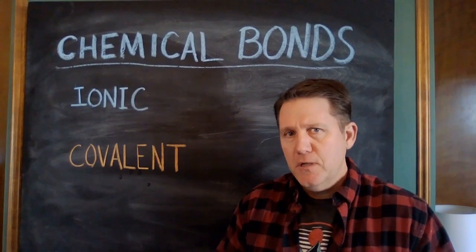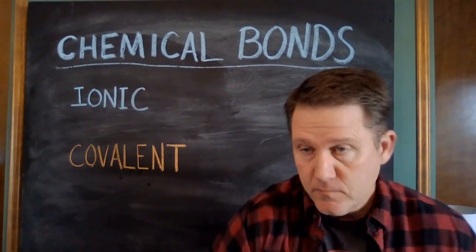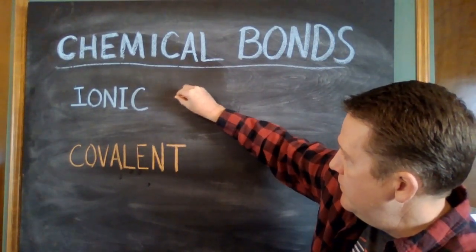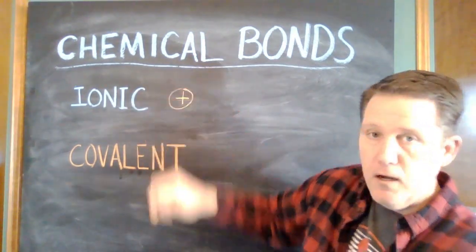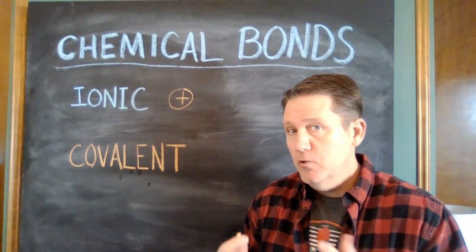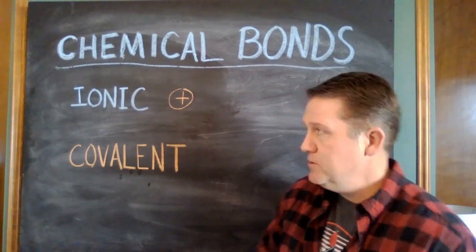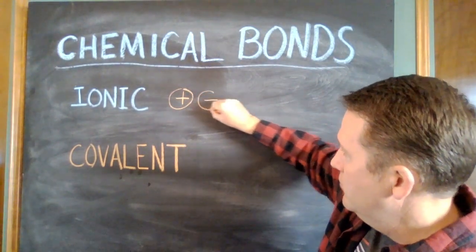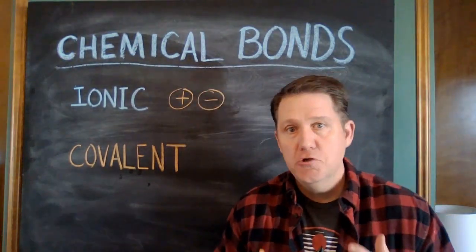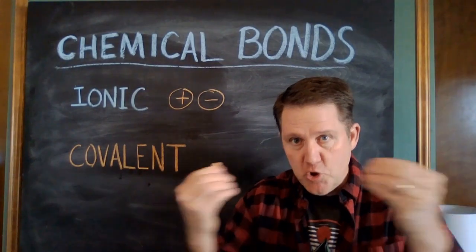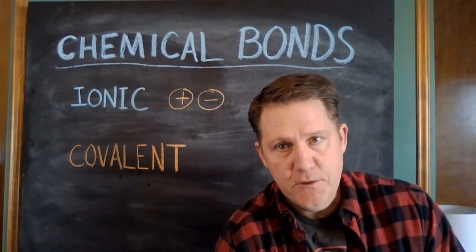So these ionic compounds, as we know, are held together when you have a positive ion, and that could be a molecule or just a single atom, but it has a positive charge, and another one with a negative charge, and that's it. They're attracted to each other because of those opposite charges.